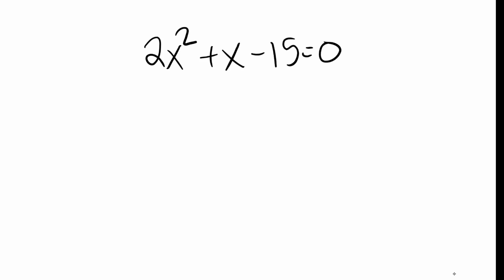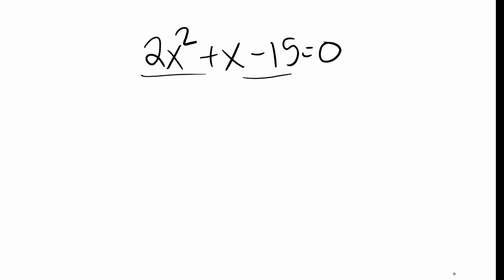So let's try another example. Let's do 2x squared plus x minus 15 equals 0. So this one starts off equal to 0. So this is easier, because all I have to do is factor the side now. If it doesn't equal 0, I have to do some stuff to it to get it to match.